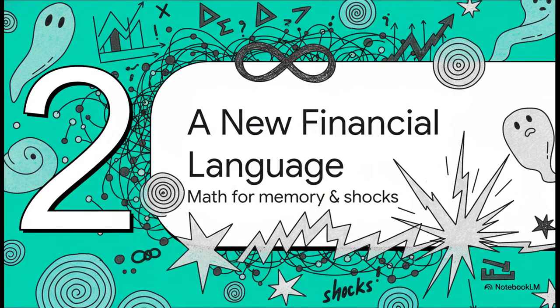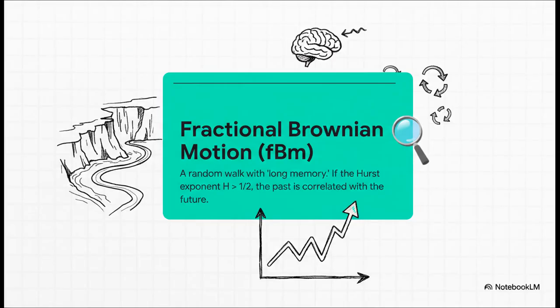So if you want to see these ghosts, you're going to need a new language, a totally new set of mathematical tools that are built from the ground up to describe a world that has both memory and shocks. So the first piece of this new language is something called fractional Brownian motion. The key idea here is this thing called the Hurst exponent, or H. When H is bigger than a half, it means if the market was trending up, it's just a little bit more likely to keep trending up.